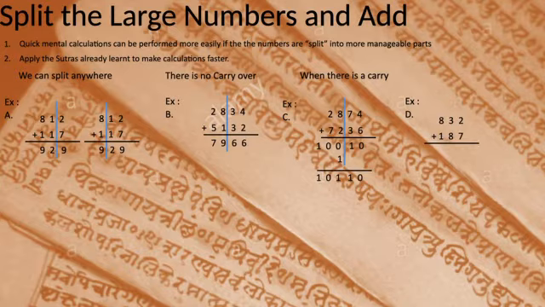Here I am adding up 832 with 187. Let's split it at the hundreds place. Let's add up all the hundreds first and then the tens. What happens? 8 and 1 makes it 9. Pretty simple. Now 32 and 87, how much do we get? We have 100 and 19.